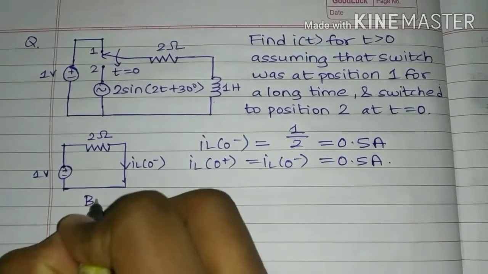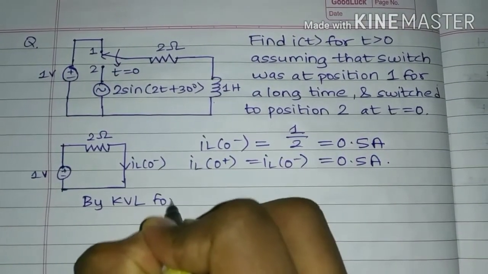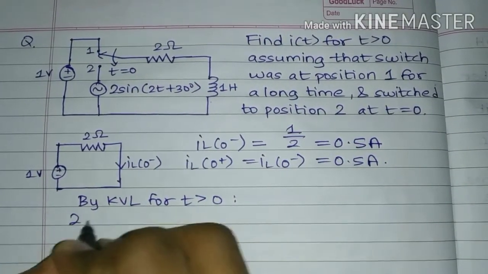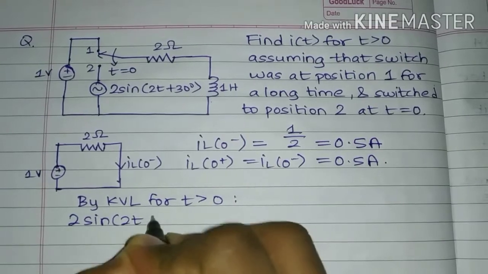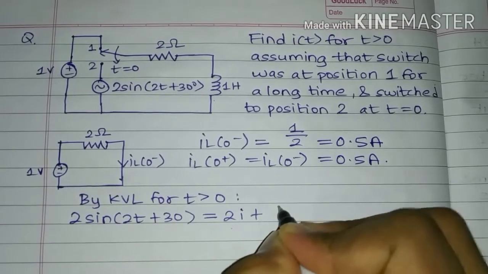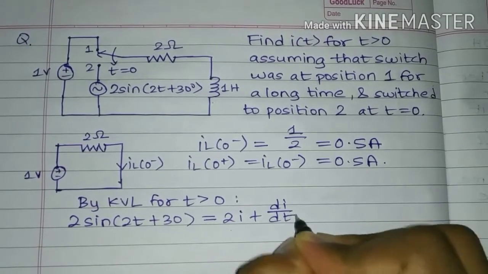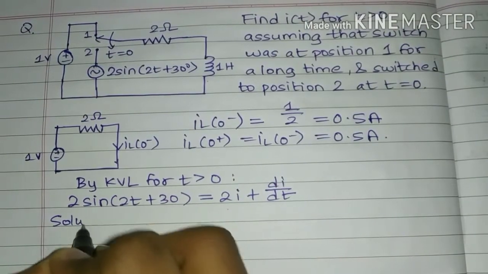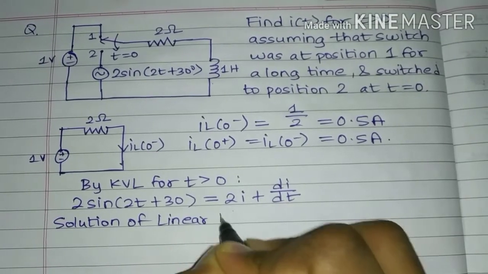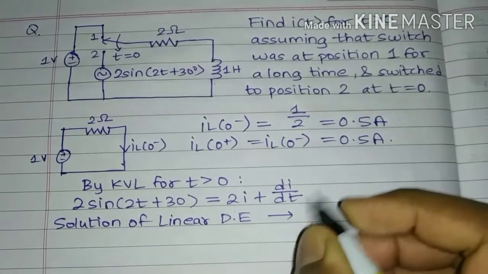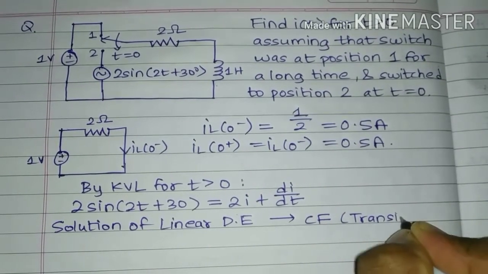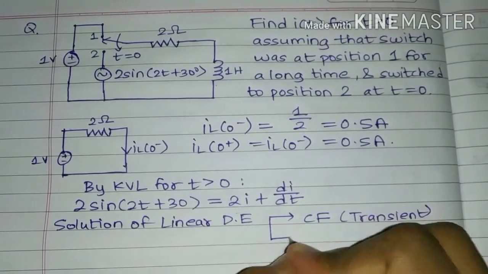Now by applying KVL for the circuit at t greater than 0, that is this circuit, we get 2 sine of 2t plus 30 is equal to 2I plus di by dt. So this is a first order linear differential equation, and we know that the solution of a linear differential equation comprises of a complementary function and a particular integral. The complementary function is the transient state response of the system, whereas the particular integral is the steady state response of the system.